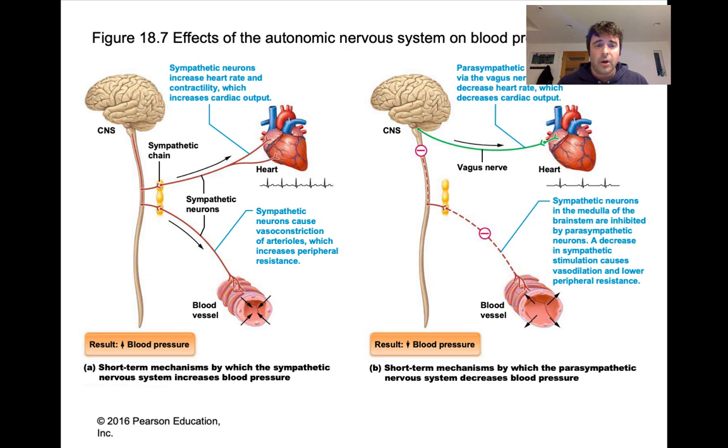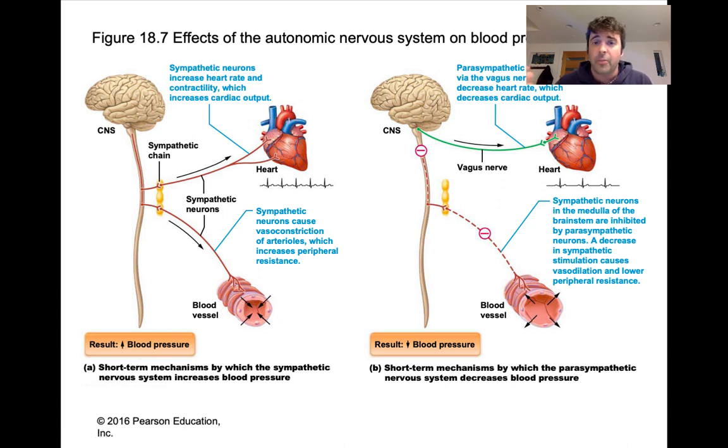So when we think about this, a couple of things I want you to understand is, one, what's the only division of the nervous system that has a direct motor output to the smooth muscle lining blood vessels? And that is the sympathetic nervous system. When the sympathetic nervous system activates alpha adrenergic receptors in the smooth muscle lining the blood vessels, it's going to stimulate vasoconstriction, and that's going to bring blood pressure up.